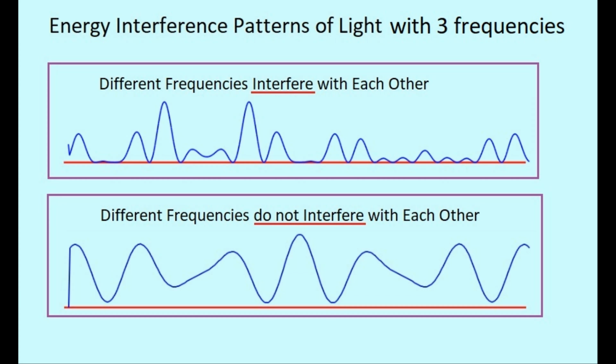Here I've contrasted the interference patterns of two types of mixed light. In the first, the different frequencies of light interfere with each other to produce strong light and dark bands, whereas the second produces bands that are not so pronounced.